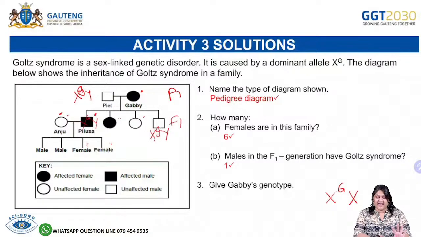Okay, because this one, Pilusa, has Galt syndrome, but the other square over here does not have Galt syndrome. Therefore, because the offspring has the recessive allele, and it's a boy, they could only have got it from the mother. Are you with me? Okay, so therefore the mother's genotype will have to be heterozygous.